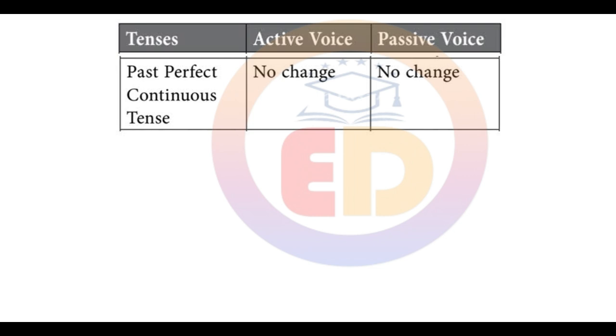And finally, coming to the past perfect continuous tense. In the past perfect continuous tense, like present perfect continuous tense, there is no change in the active and passive voice. So they will remain the same.